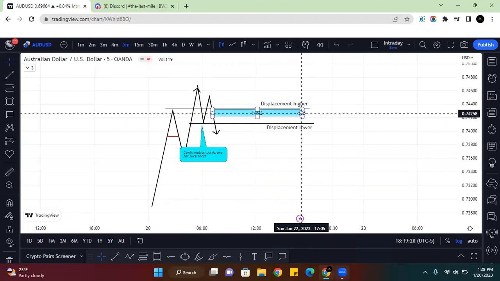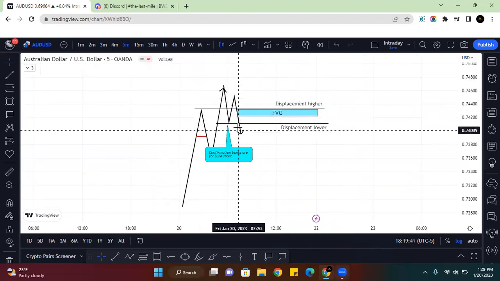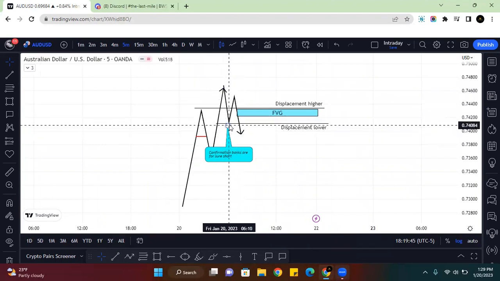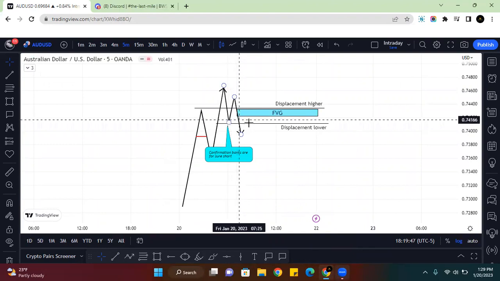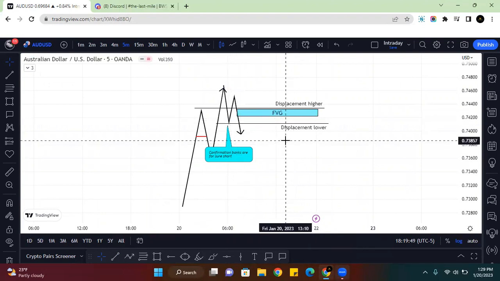That's going to be a lower time frame fair value gap you're going to refer to. If there's not a fair value gap on the 5 minute, you're going to drop down to the 4, 3, 2, all the way down to the 1 minute if you need to, right? And then if you don't find a fair value gap within the displacement higher and the displacement lower, basically the energetic impulse move down that took sell side and confirmed that they were actually going short, you don't have a trade.